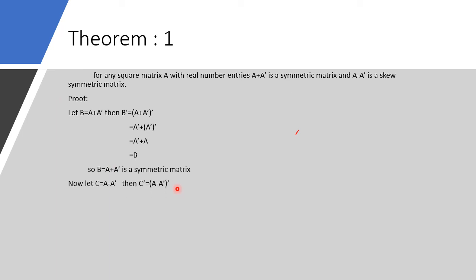Similarly you can prove for C. You can take C as A minus A dash. Then C dash can be (A minus A dash) whole dash. Then it is A dash minus A dash dash. That is A dash minus A, and you can take minus common, then it is minus (A minus A dash). So this is minus C. Therefore C, which is A minus A dash, is a skew symmetric matrix.